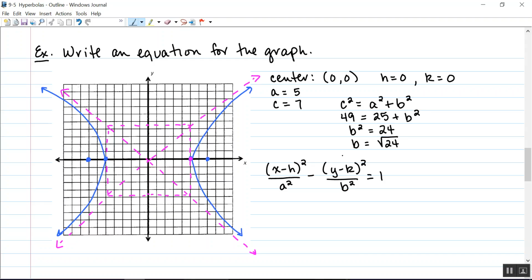So since h and k are 0, I have x minus 0 squared. That's just the same as x squared over a squared, which is going to be 25, minus y squared. I don't want to put a 0 in for k. Over b squared, which was 24, and that equals 1. And that's the equation for that hyperbola.